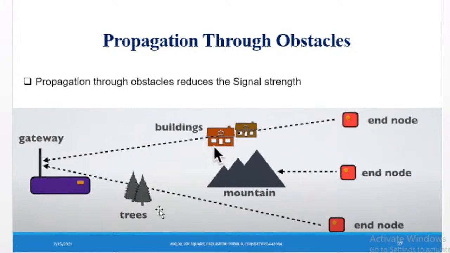Penetrating through a building obstacle is different, a tree is different. If some dense obstacle is there, like a concrete building or mountain, there you will not get any data. Why? Because this entire dense obstacle completely washes out my signal strength. So this is known as propagation through obstacle. If it is propagating through an obstacle, this is what is going to happen.